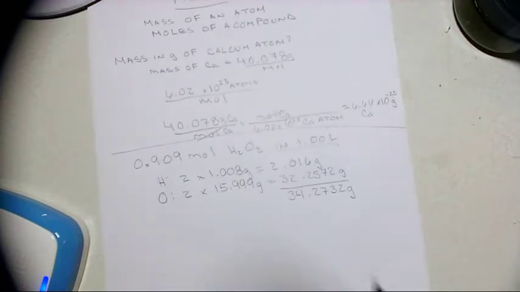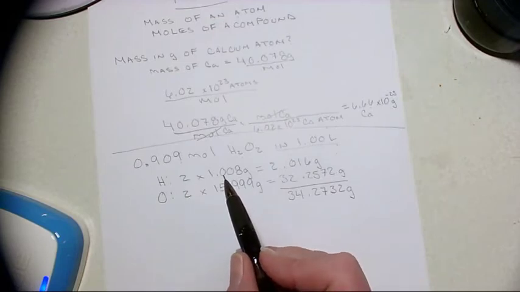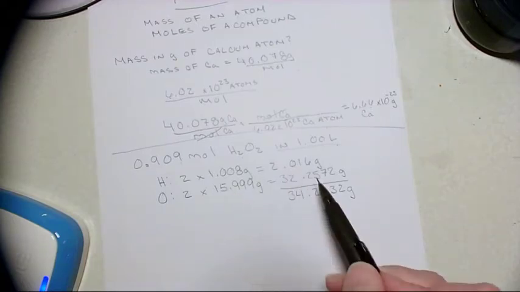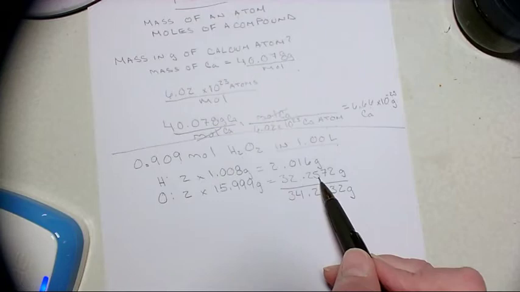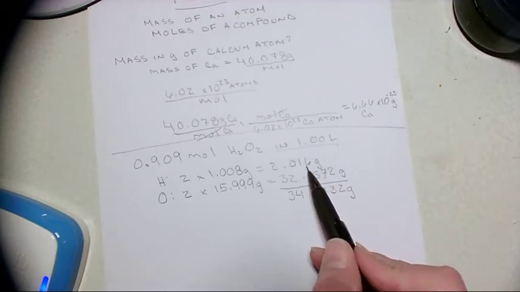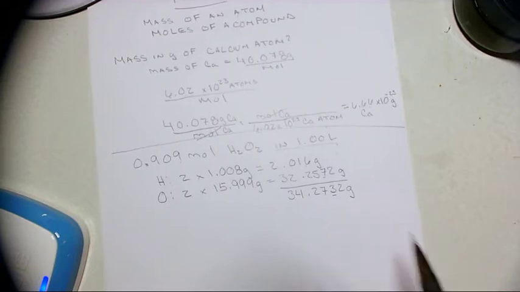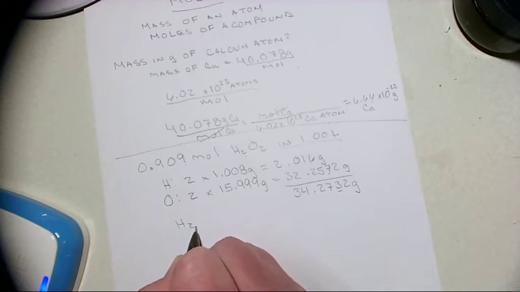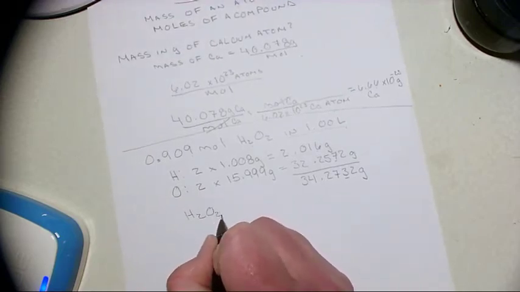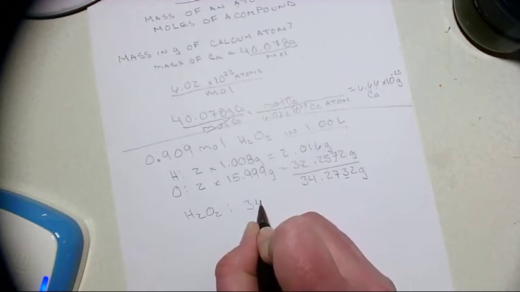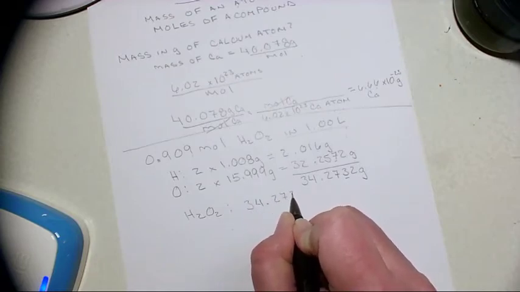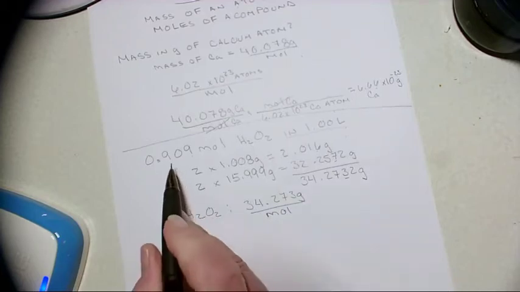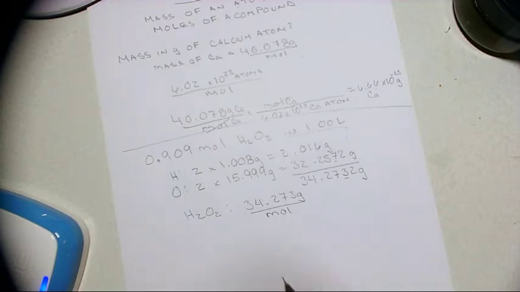Okay, so check our sig figs. Remember, these 2's don't count towards the sig figs. So I have 1, 2, 3, 4 here, 1, 2, 3, 4, so that stays. So 3 after the decimal here, 3 after the decimal here. We're adding, so 3 after the decimal. So our H2O2 is 34.273 grams per mole. We have 0.909 moles. We want the mass.